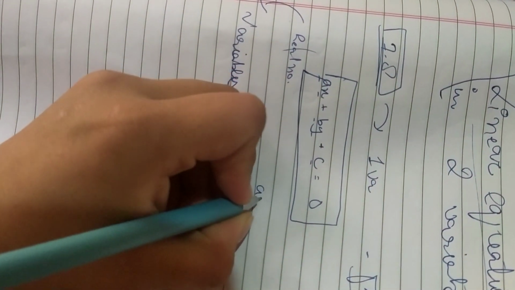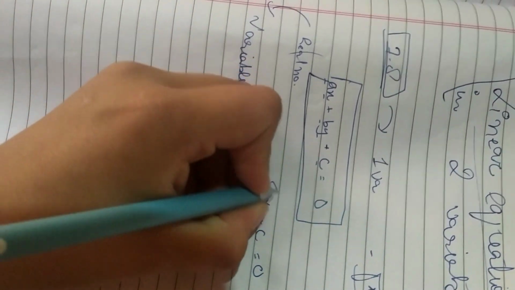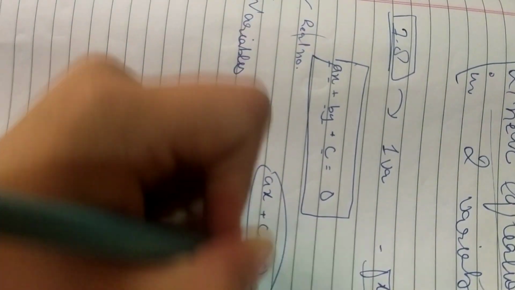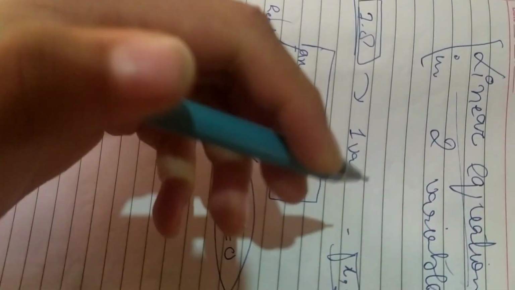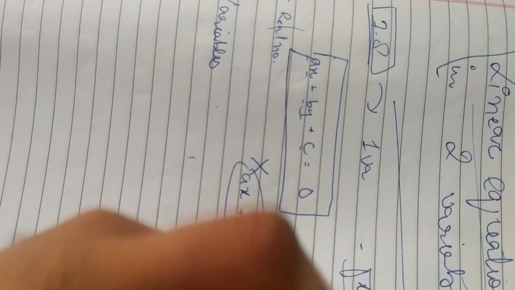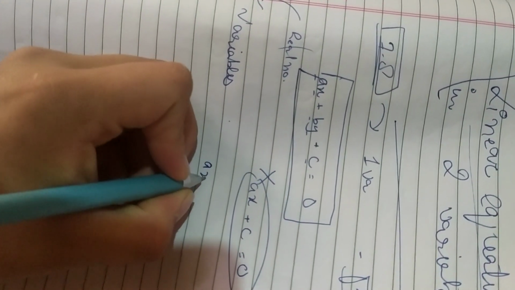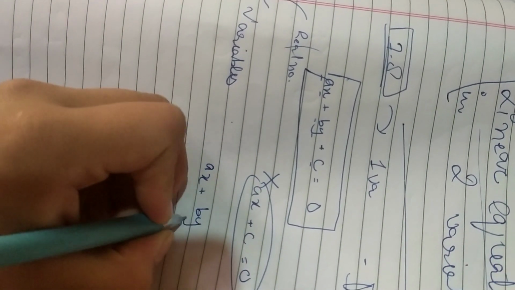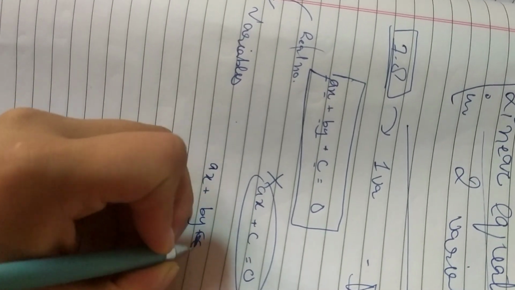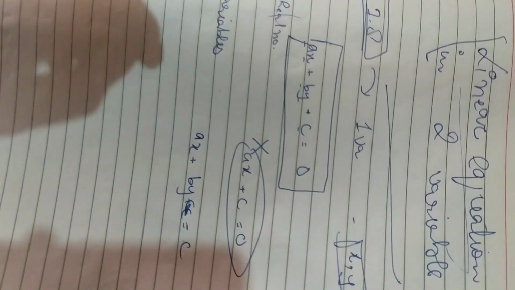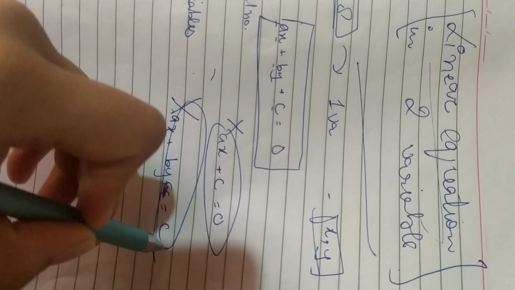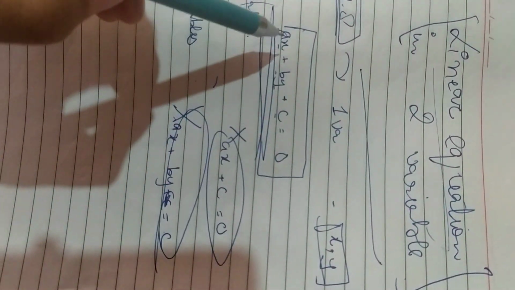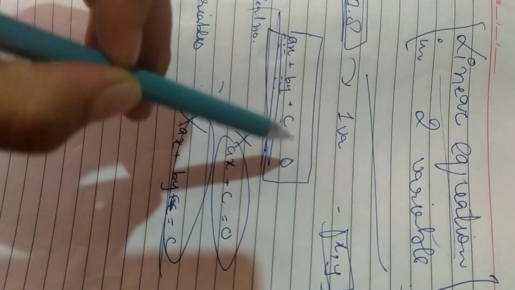Somewhere you may find ax plus c equals to 0. It is a linear equation but not in two variables and not considered in this chapter. If there be ax plus by plus c equals to c, this is also not correct because we have to create the general form, which is like this: first a, b, c, x, y and 0.